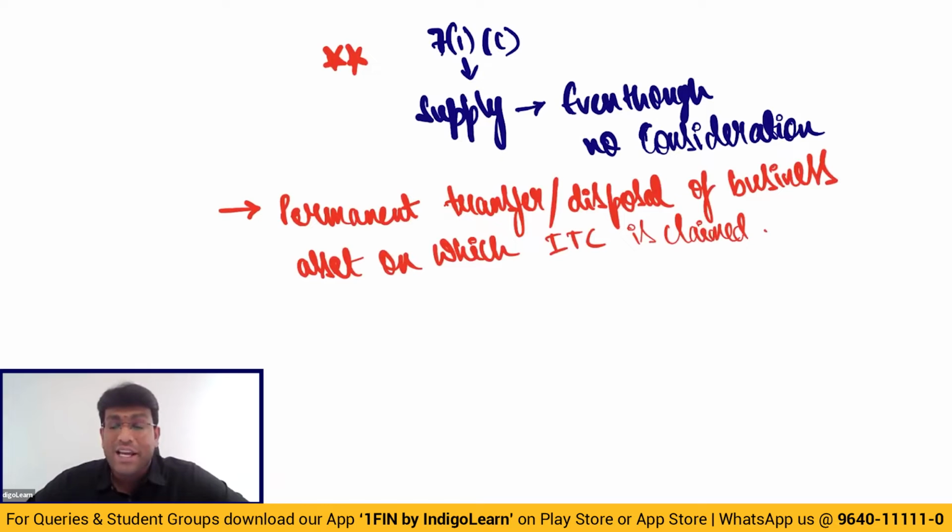So, for example, let us say Shiva Teja has got one cell phone with him, which I have taken for business purpose, and it is there in my balance sheet, on which I have taken input tax credit also. But one fine day, I gave that cell phone to my friend for free of cost. Now, law is telling, even though you give it for free of cost, still it is regarded as supply, because it is transfer of a business asset on which you have claimed input tax credits. Getting my point, everybody? Permanent transfer or disposal of business asset on which input tax credit is claimed. I'm sure everybody is clear with this point, all of us.